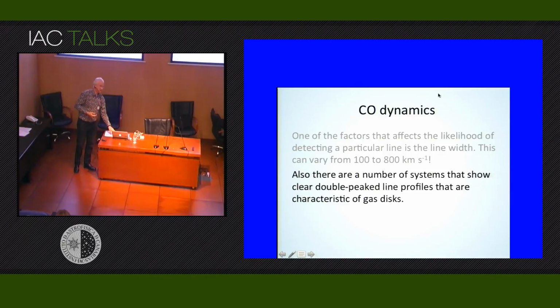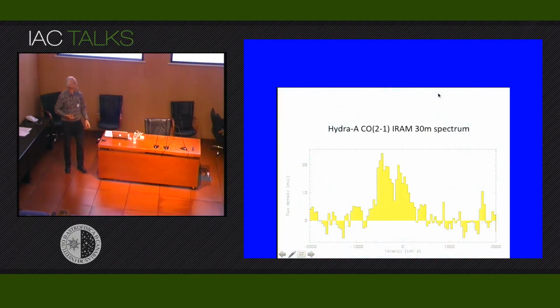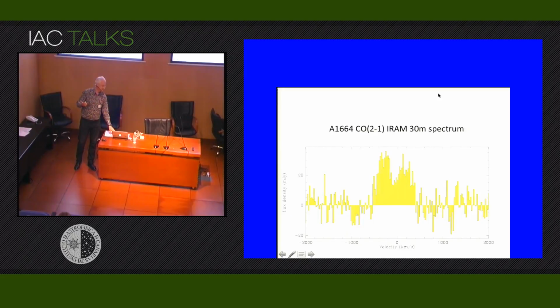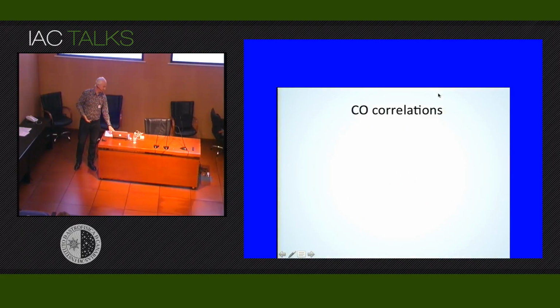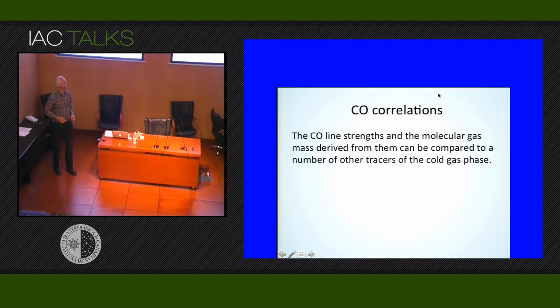So we see a number of systems which have multiple components. For instance, here, Hydra A, which I'll come back to at the end of the talk, has a double-horned structure in velocity. And if you look at the zero-intensity velocity width, it's over 1,000 kilometers a second. So it's a very dynamical system. This molecular gas has a scale which is comparable to the velocity dispersion of the central cluster, not just the central galaxy. And again, the system Abell 1664 has a very similar broad and multi-component velocity structure. So there's clearly something very dynamic going on.